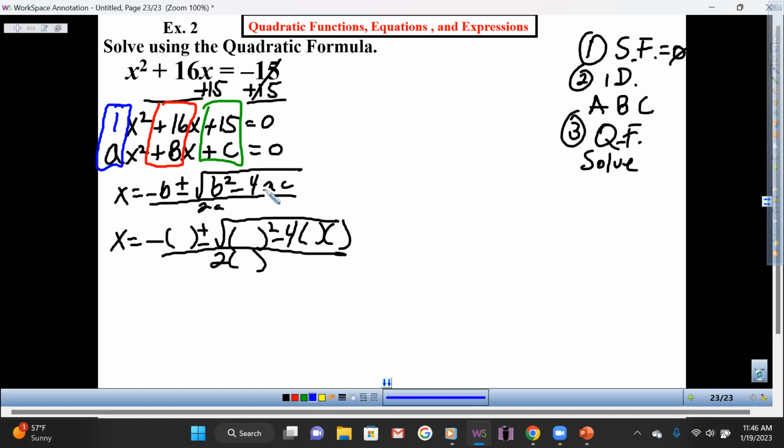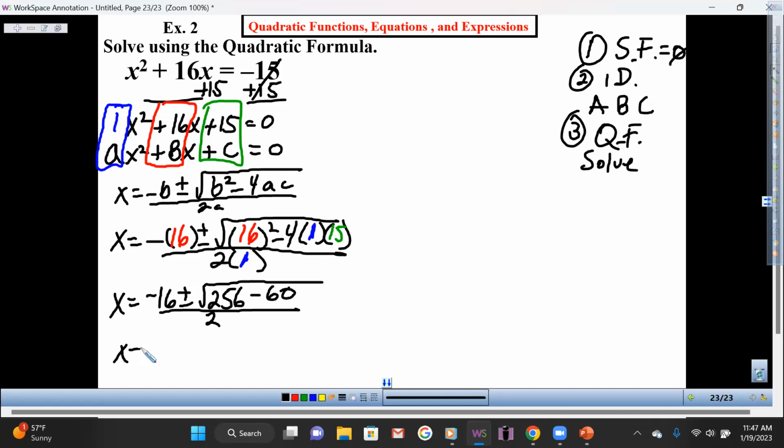Anyways, let's start substituting A. Where is A? Next to the 4, next to the 2. So that's 1 and 1. B, 16, 16. C, 15, right there. All right, let's simplify that. X equals negative 16 plus minus. What is 16 squared? That's 256. Negative 4 times 1 is negative 4 times 15. That's negative 60. And all that over 2.